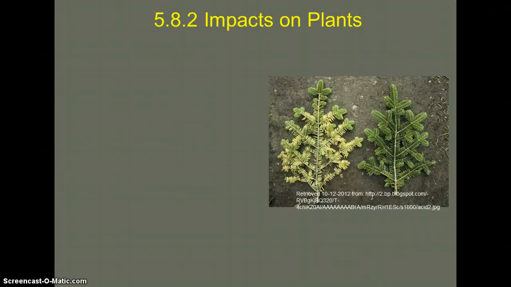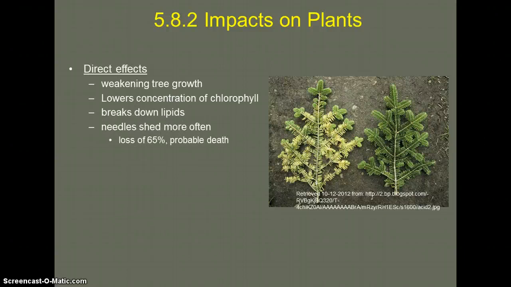Now we're going to go to impacts on different types of organisms and areas. Impacts on plants is going to be highly important to our IA, so I would definitely keep track of this. Some direct effects: it's going to weaken tree growth, and I think that you could relate that to primary productivity, especially this next bullet. The concentration of chlorophyll is going to go down. That's the pigment related to photosynthesis. We're going to lose some of our lipids, which are important for energy sources. Some of the needles, if it's a pine tree, are even going to fall off.